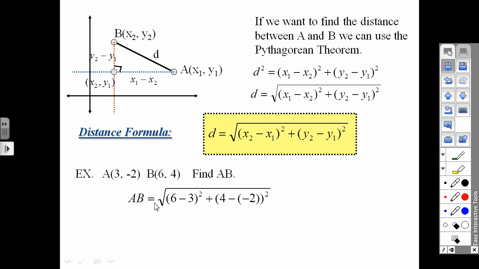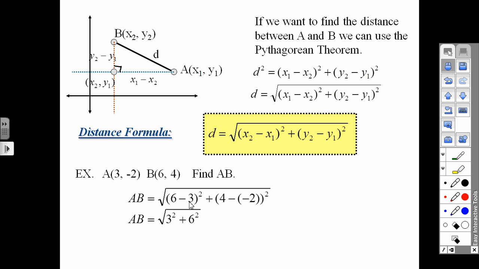AB is going to be the square root of x2, which is 6, minus x1, which is 3, and then we square it, plus y2, which is 4, minus negative 2, which is y1, and square it. Now remember, you can't just take the square root of the squares and get rid of them, because this is an addition problem inside the radical. So we do actually have to evaluate these numbers first.